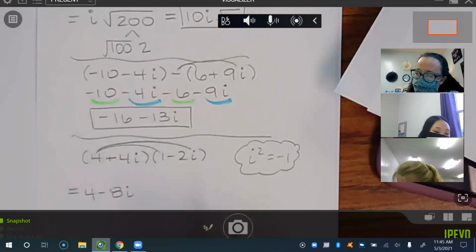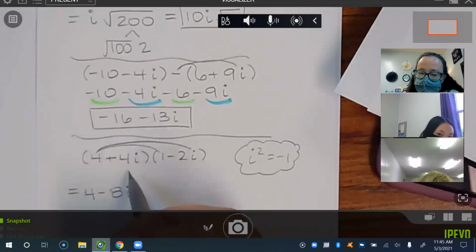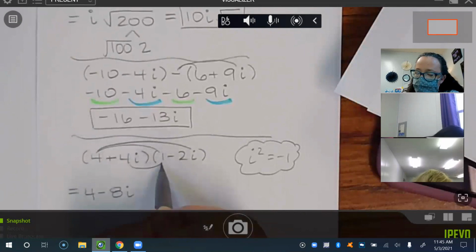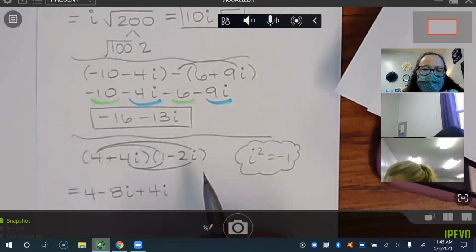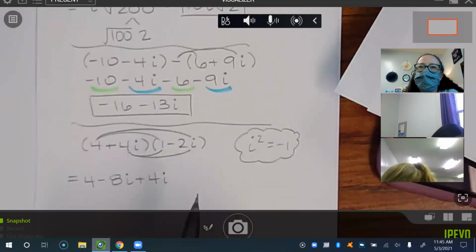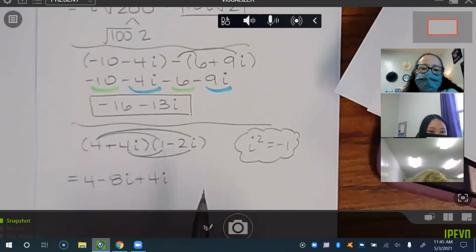Yep. And then I'm finished distributing the 4. Now I need to distribute the 4i. 4i times 1 is 4i. Okay, and here's where things started going a little haywire for probably about 30% of my students.